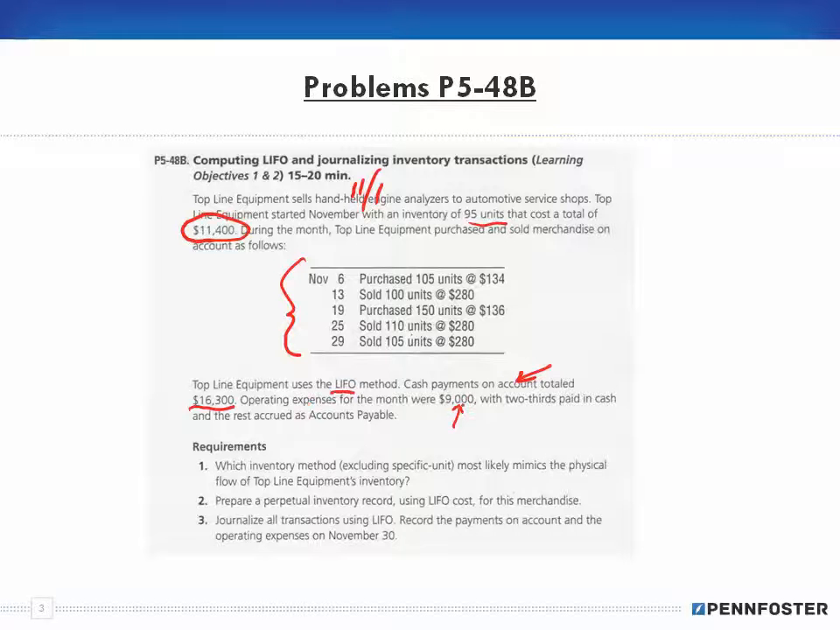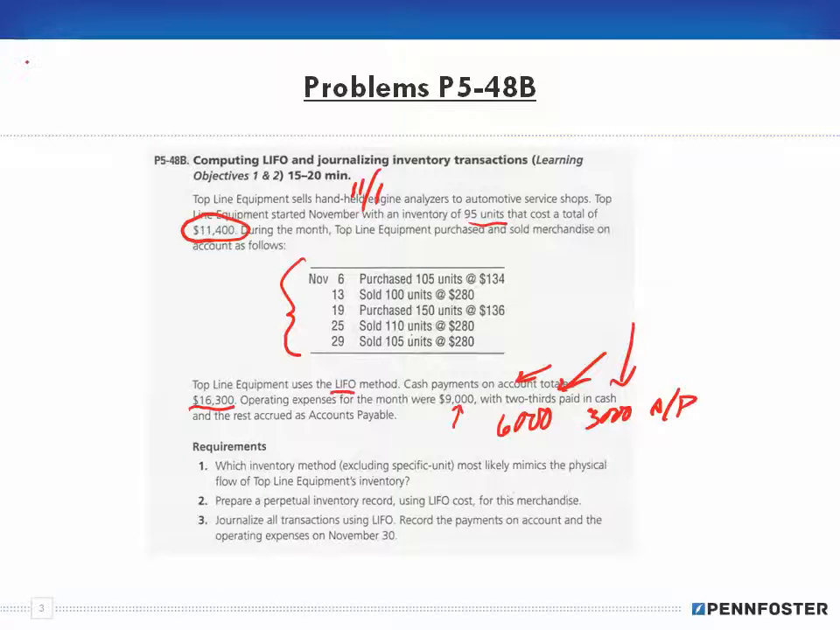So if I have operating expenses of 9,000 and two-thirds were paid in cash, that means 6,000 was paid in cash and 3,000 was an accounts payable because it's accrued as an accounts payable. Two-thirds, 9,000 divided by 3 is 3,000. 2 times 3,000 is how I got my 6,000, and then 9,000 less 6,000 gives me my 3,000 right there. Okay, so that's how I derived that information.